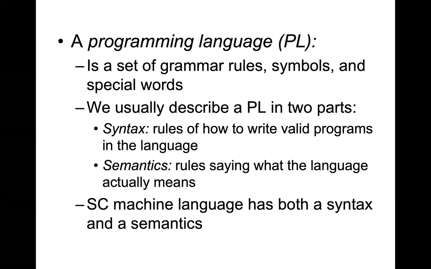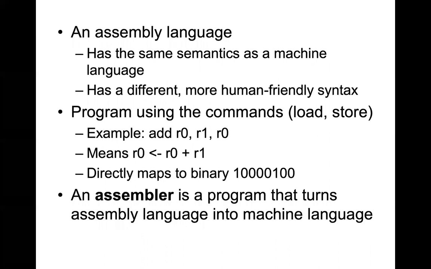The syntax then is, how do we write down an instruction? For example, what bits mean what? And the semantics is, what does it actually do? What does the instruction actually accomplish in terms of adding some numbers or something like that? So an assembly language is very similar to a machine language. And the way to think about it is, it has the same semantics as a machine language. It still has instructions, and the instructions do the same thing.